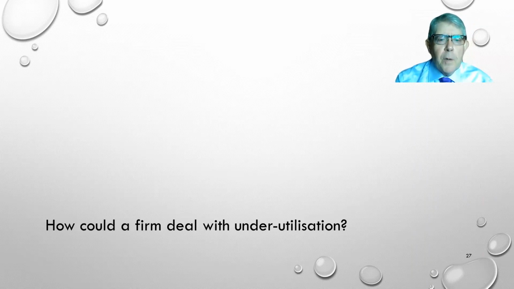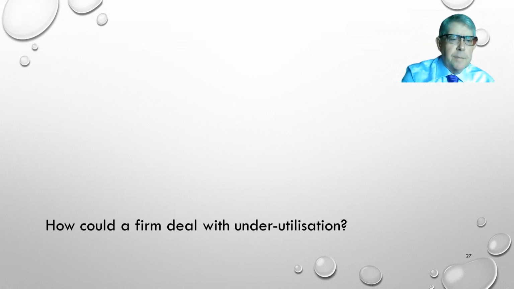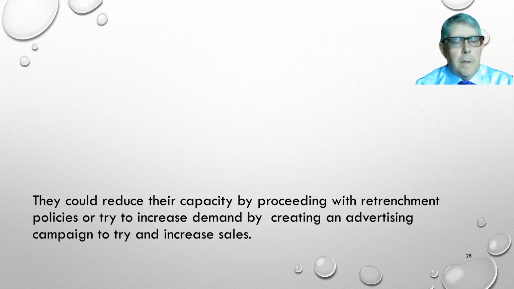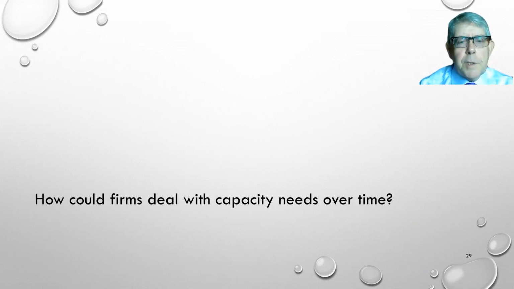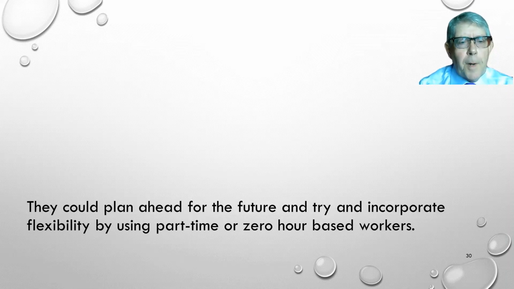How could a firm deal with underutilisation? They could reduce their capacity by proceeding with retrenchment policies or try to increase demand by creating an advertising campaign to try and increase sales. How could firms deal with capacity needs over time? They could plan ahead for the future and try and incorporate flexibility by using part-time or zero-hour-based workers.